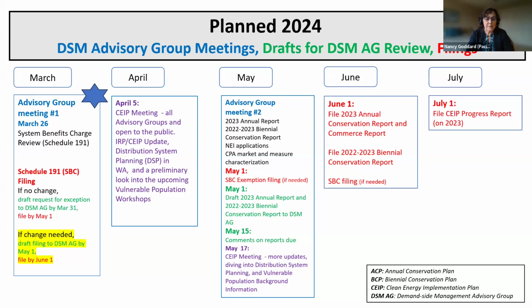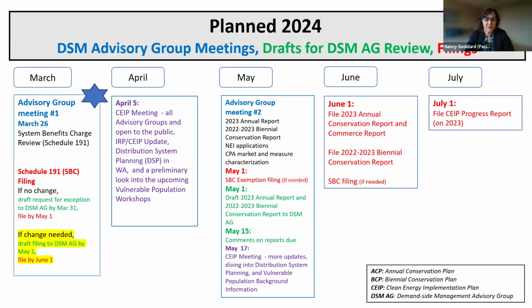And we have a DSM advisory group in place to provide guidance and advice as we move through the various regulatory processes that we have. The advisory group meets at least 4 times per year, and this slide and the next show the 4 planned meetings for 2024. They're in blue font. And also included are the CEIP engagement meetings, such as the one we're having right now.